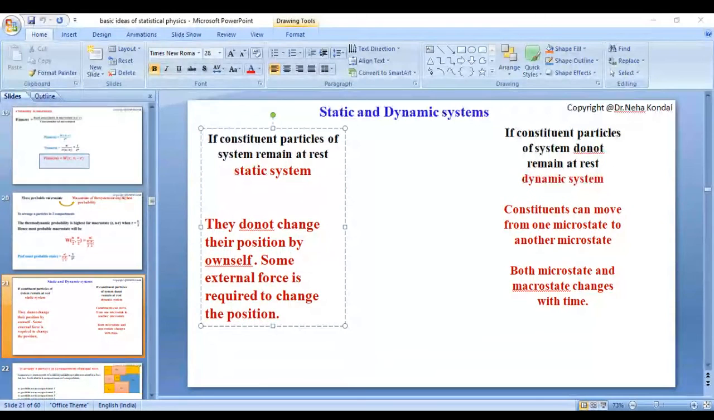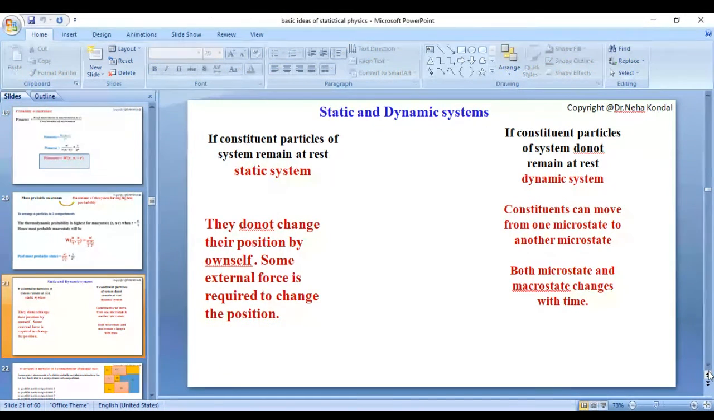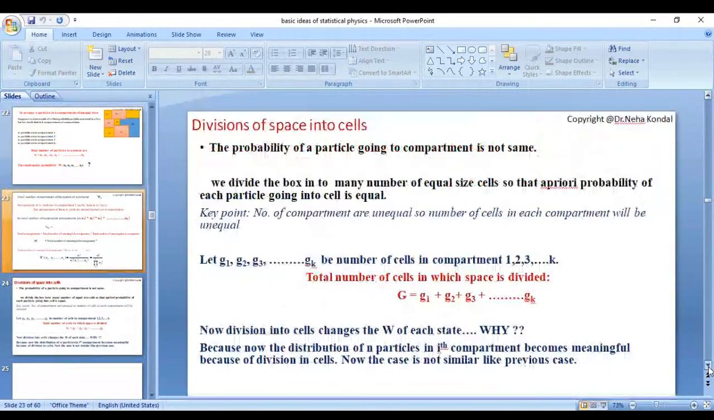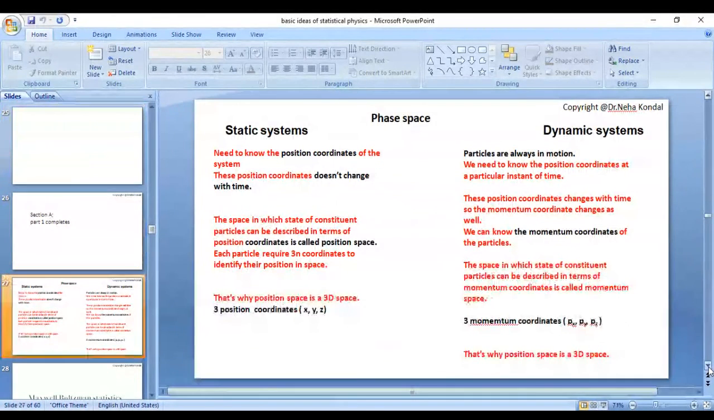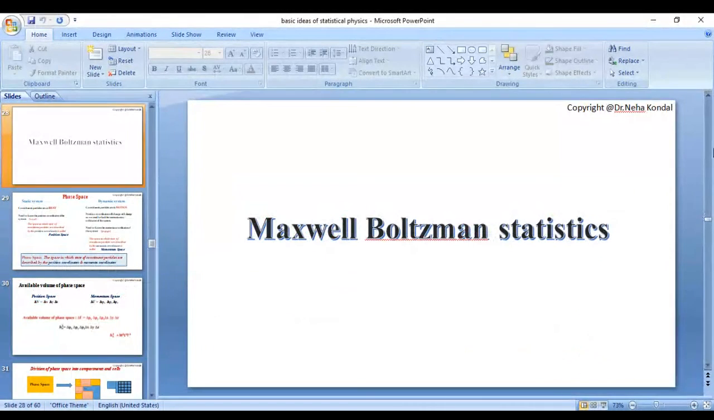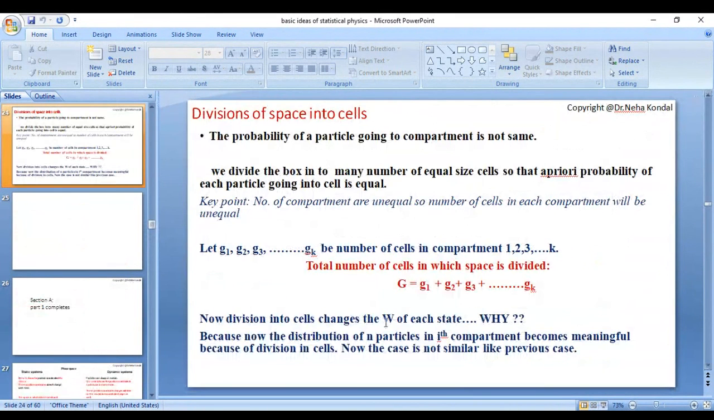So the next article, I think we shall be doing it tomorrow. There's no point doing this today. And with the next article, I shall be completing the whole division of phase space. Then I shall be going to Maxwell-Boltzmann statistics. Just one day is left for this topic, and we'll be done.